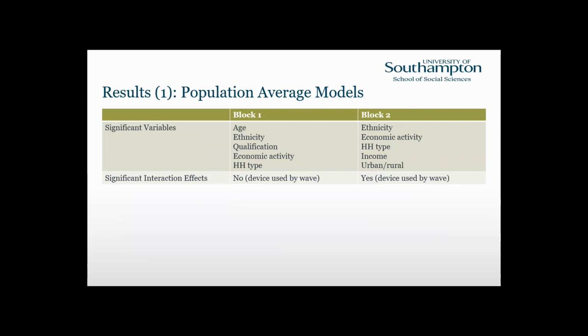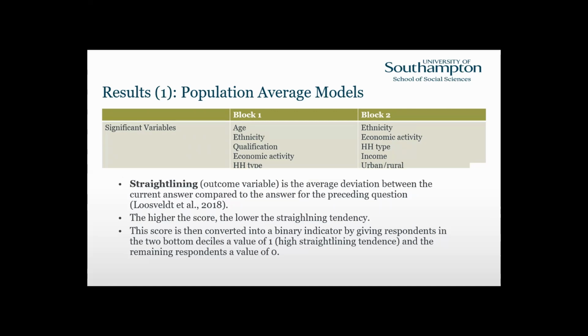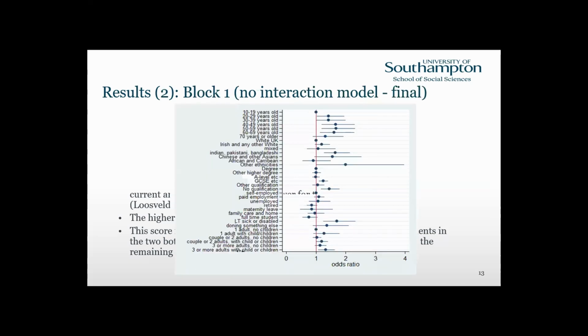So very similar models. In block one, what was significantly associated with high straight lining tendency was age, ethnicity, qualification, economic activity, and household type. We tested for significant interaction between device used and wave, and it wasn't significant for block one. In block two, slightly different variables: ethnicity, economic activity, household type, income, and urban rural, but there, interaction between device used and wave was significant.